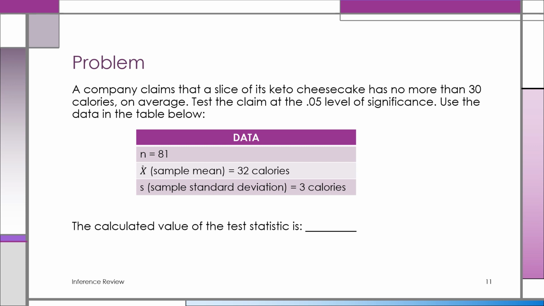Here's our first problem. A company claims that a slice of its keto cheesecake has no more than 30 calories on average. Test this claim at the 0.05 level of significance. Alpha is 0.05. The evidence from the data is in the table in front of you. N, the sample size, is 81. X bar, the sample mean, is 32 calories. S, the sample standard deviation, is 3 calories.